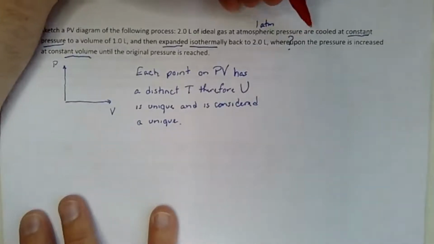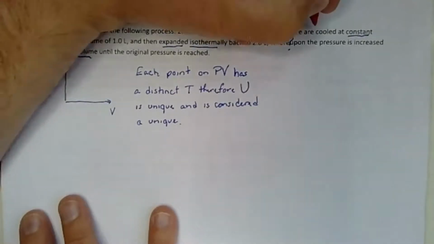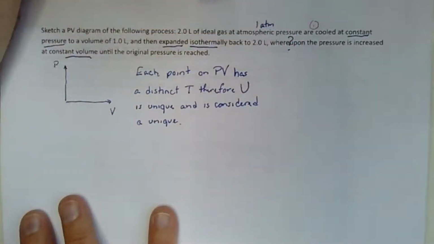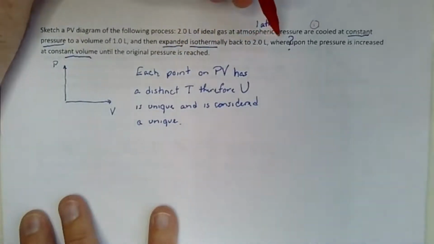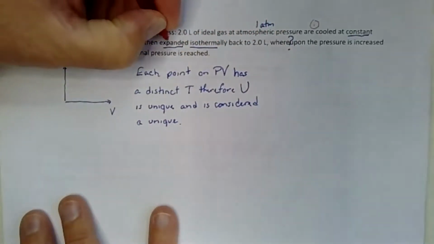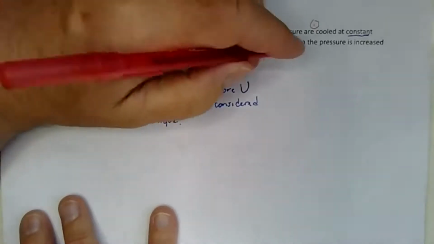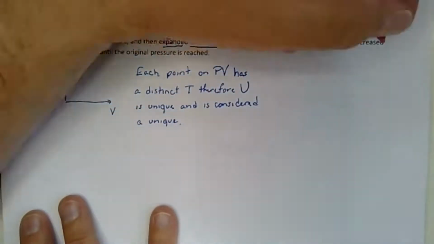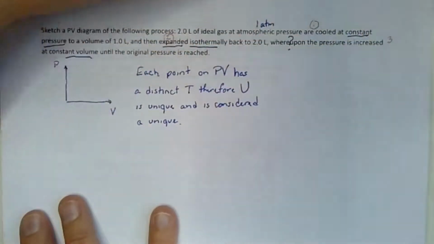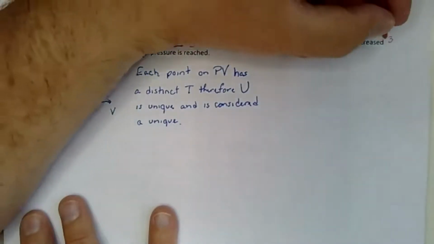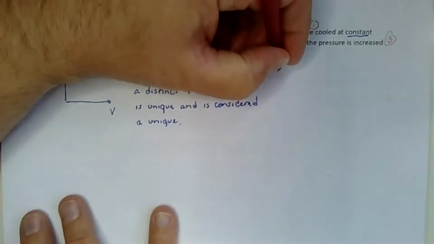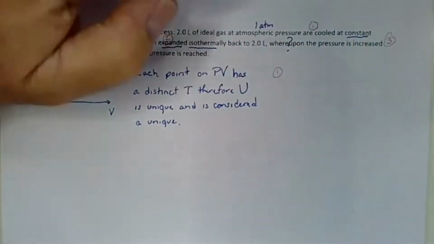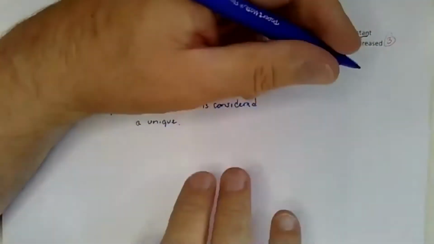So cooled at constant pressure. Okay, so that's 1. And then expanded isothermally back to 2 liters. So I see that as 2. And then whereupon, the pressure is increased at constant volume. And so I see that as 3. So let's break them down into 1, 2, and 3. So here's what number 1 would look like on a PV diagram, and then we'll put them all together.